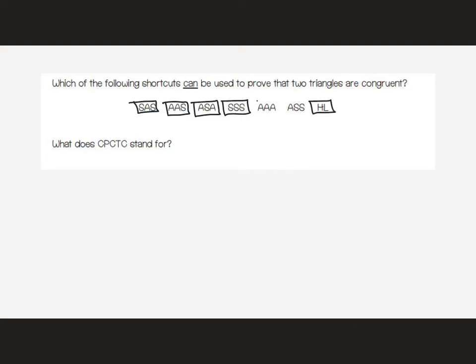We do not use angle, angle, angle, and we do not use angle, side, side. We also don't use side, side, angle. These two are just the same thing but backwards.